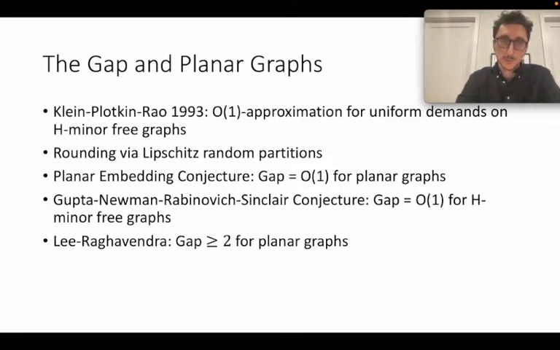This is a well-known planar embedding conjecture for the case of planar graphs. Whether the gap is constant or not, we don't know. It's a central open problem in the theory of metric embeddings. And in fact, there is an even stronger conjecture by Gupta, Newman, Rabinovich, Sinclair, the so-called GNRS conjecture, that asserts that the gap is constant for all H-minor-free graphs. Currently, the best lower bound that we have is a lower bound of 2 for the planar case by Lee and Raghavendra, and the upper bound is square root log n by the result of Rao.